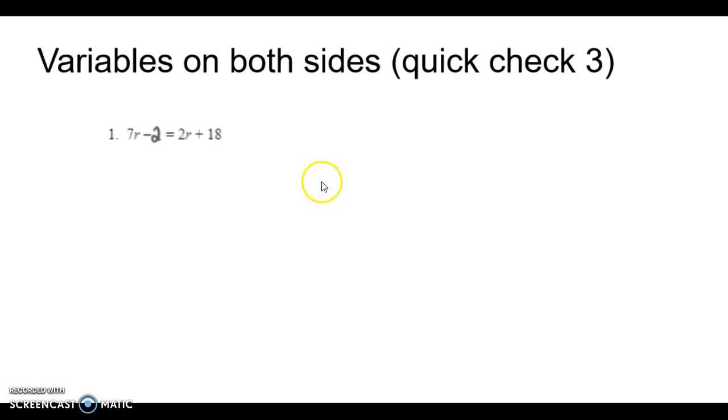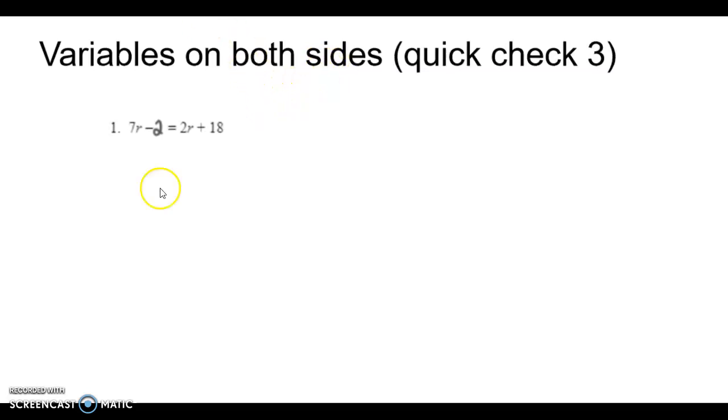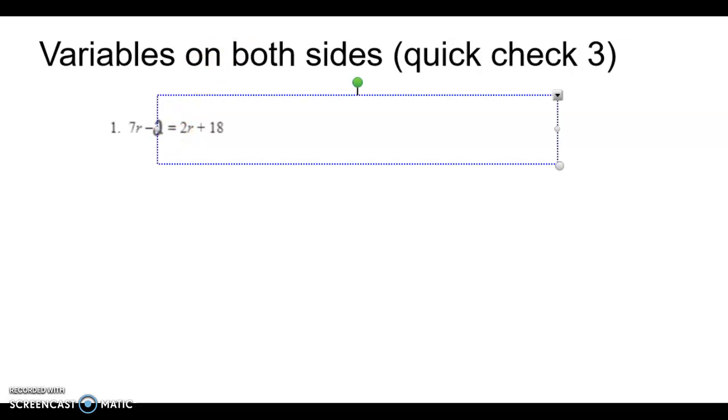So today we are working on solving equations that have variables on both sides. This is another quick check. So if we look at this first problem, it is an equation because there's an equal sign. So I'm going to go ahead and draw my line down the equal sign.